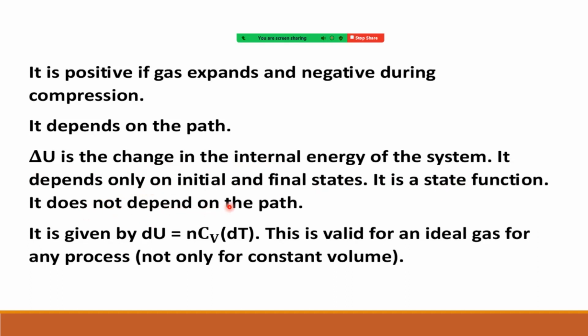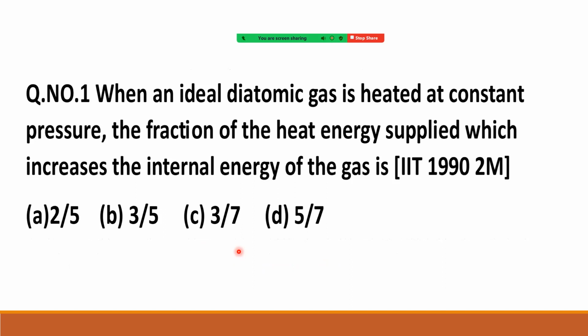This is an important point. Whatever may be the path, delta U simply depends on the initial and final values. That is the meaning of a state function, and it is given by nCv dT. Many students have a confusion here. It is not only for constant volume. It is valid for any process, not only for constant volume. Next, focus on problems.